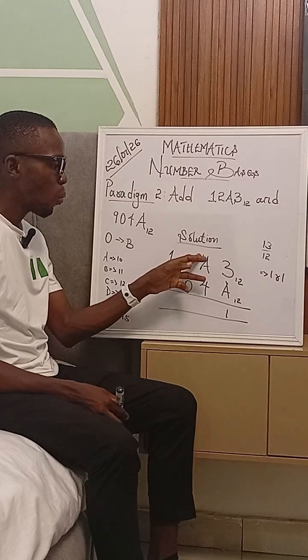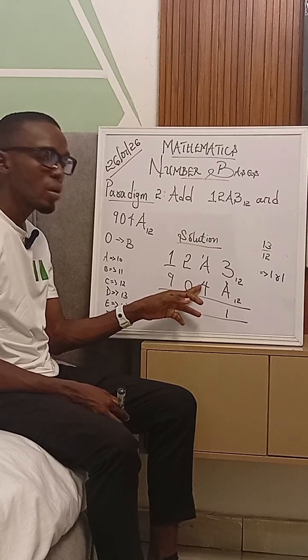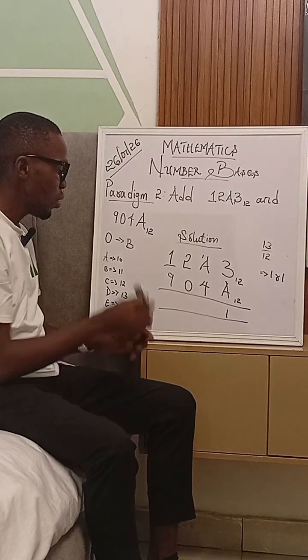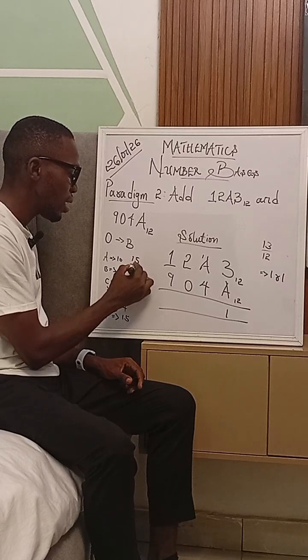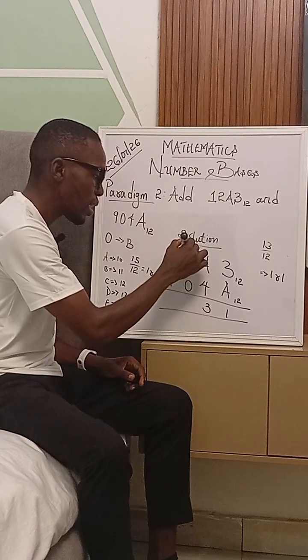That's how it's been done. 1 plus A, that's 1 plus 10, 11. 11 plus 4. 11 plus 4 is going to give us 15. We'll divide it again. So 15 divided by 12, we'll have 1 remainder 3. I write down the remainder 3 and I put 1 over here.